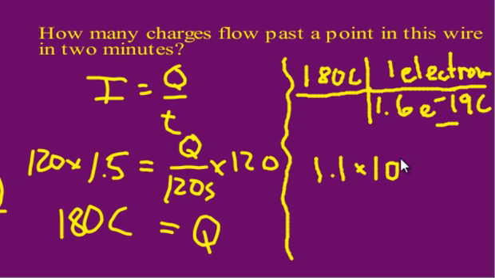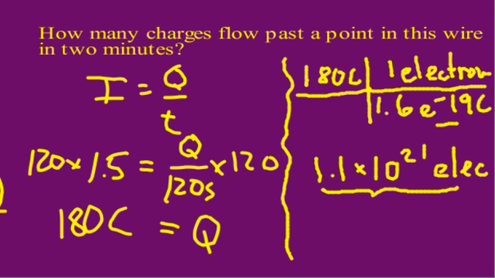Okay, 1.1 times 10 to the 21 electrons is what we're going to end up getting. So what that means is if I stood in the circuit there, microscopic me shrunk down, for 2 minutes and observed 1.5 amps of current, this total number of electrons would pass by me, a huge number.